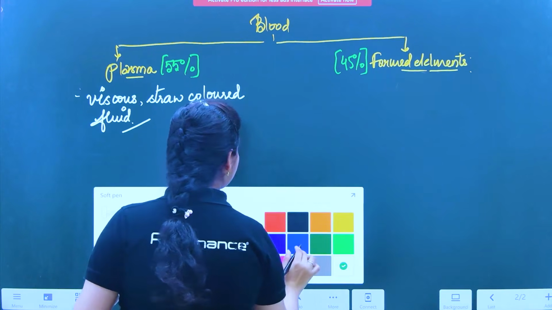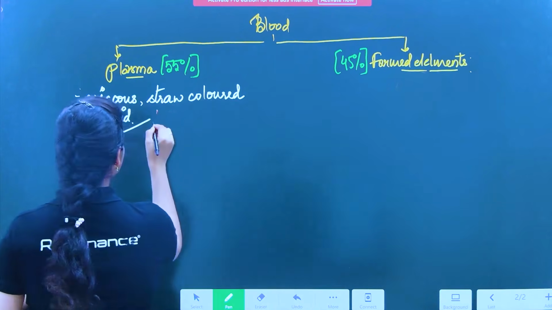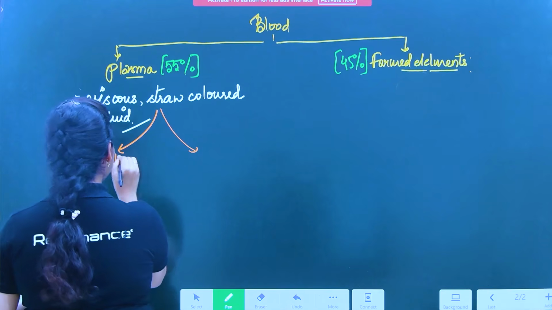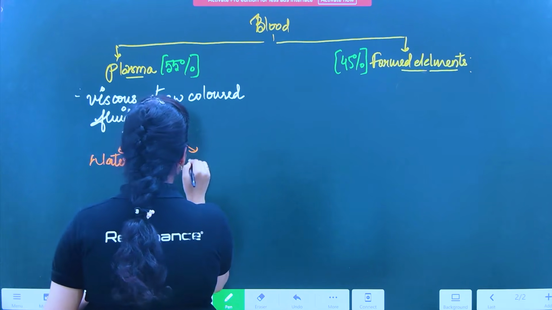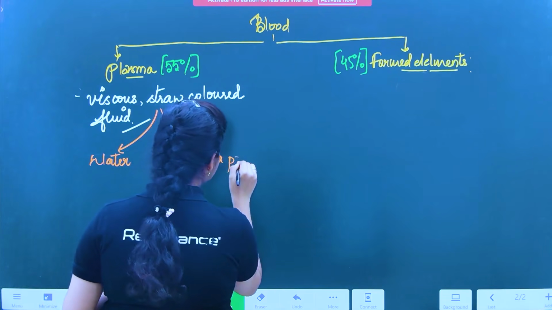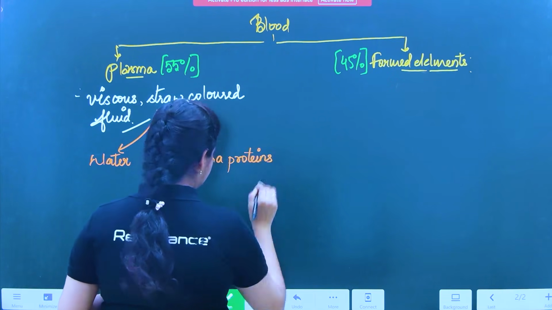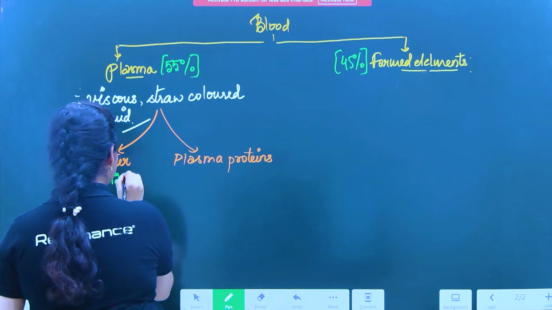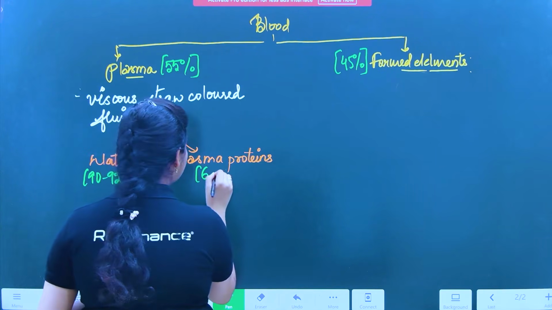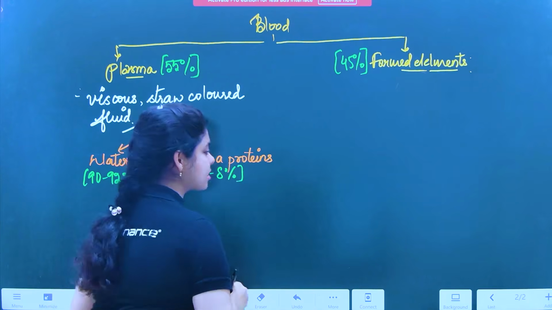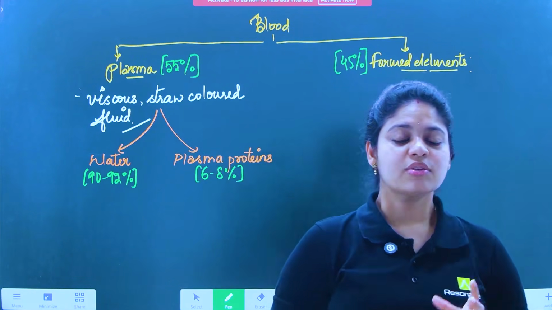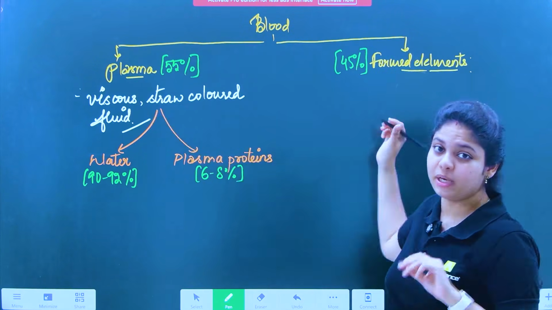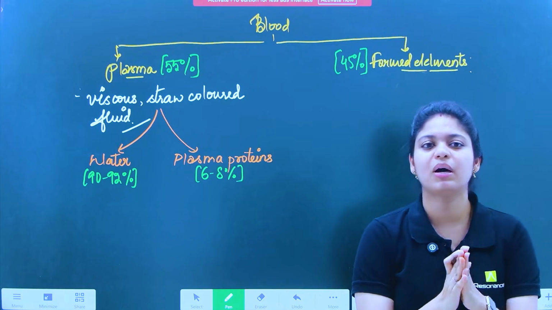This viscous straw colored fluid is having two different components. What are the two components? Water and plasma proteins. How much amount of water? 90 to 92 percentage of water and 6 to 8 percentage of plasma proteins are there. Got it? I am now particularly talking only about plasma.